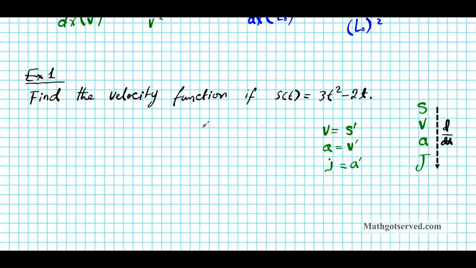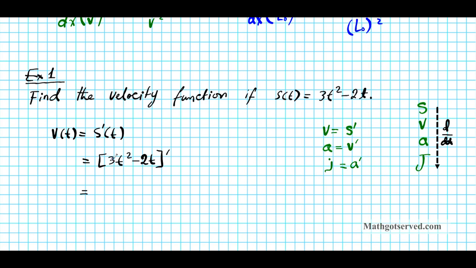So in this problem, we're asked to find the velocity function if the position function is 3t squared minus 2t. So let's write out the equation first. v of t, the velocity function, is equal to s prime of t. So that's going to basically become the derivative of 3t squared minus 2t. So how do we differentiate this? Well, to do this, we're going to use the difference rule here.